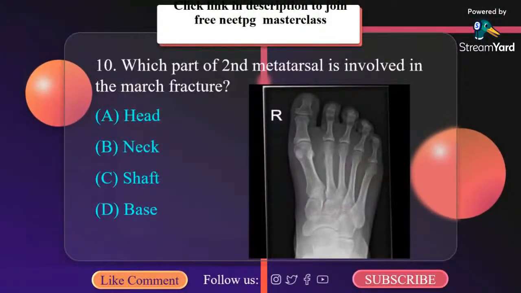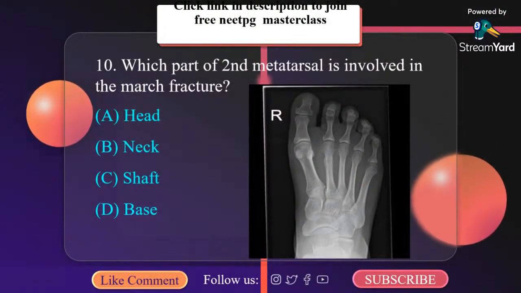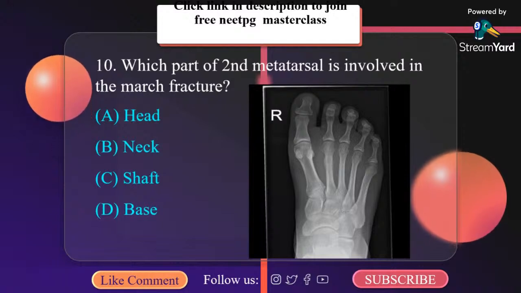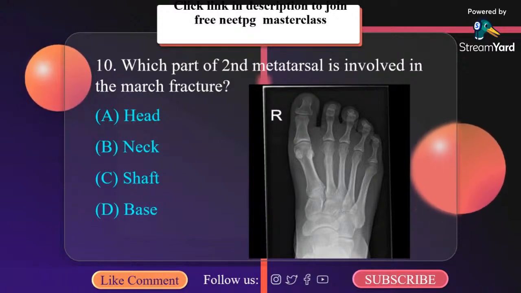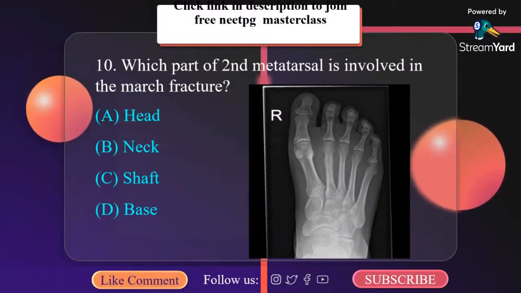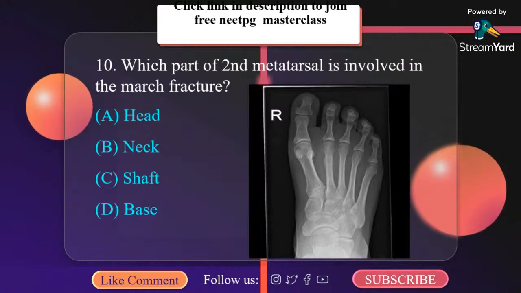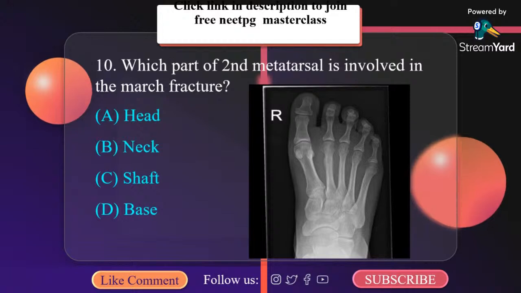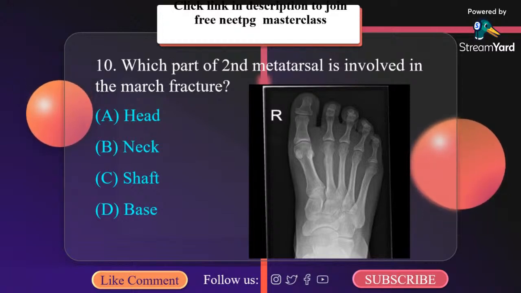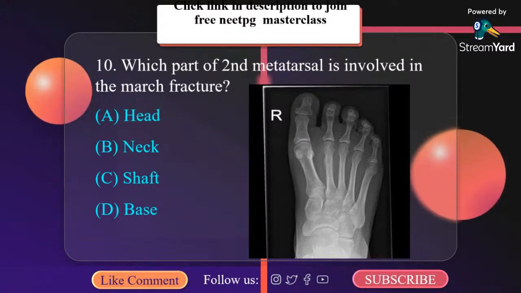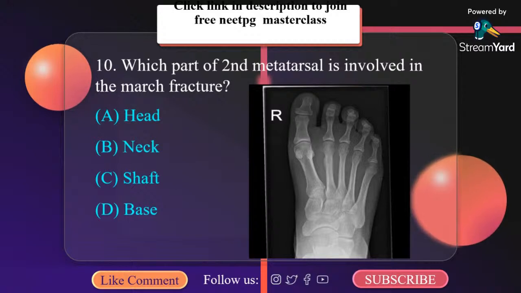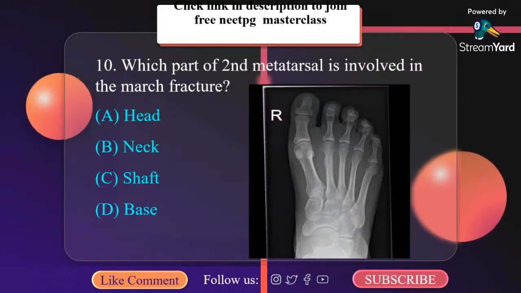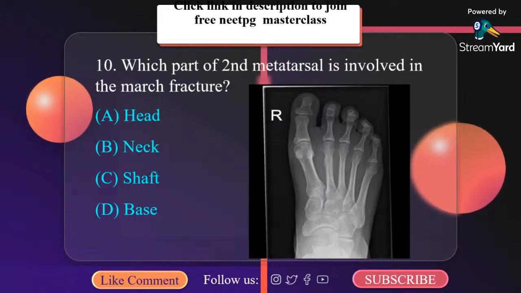Which part of the second metatarsal is involved in March fracture? A. Head, B. Neck, C. Shaft, D. Base. March fracture is a stress fracture of the shaft of the second or third metatarsal. Stress fracture is due to imbalance between load and resistance of bone. It is of two types. Fatigue fracture is caused by application of abnormal stress on normal bone. Insufficiency fracture is caused by normal activity on a weak bone.